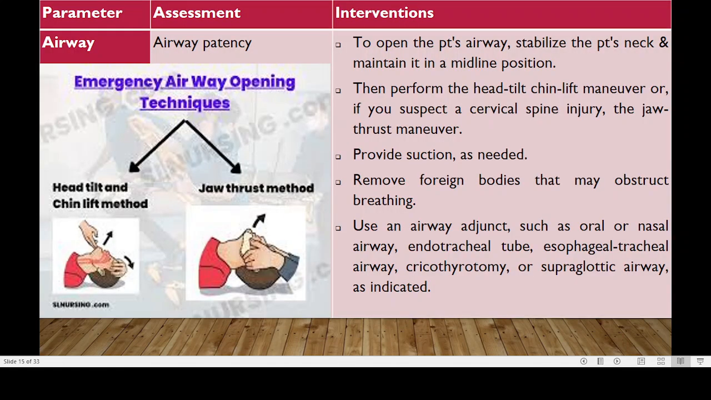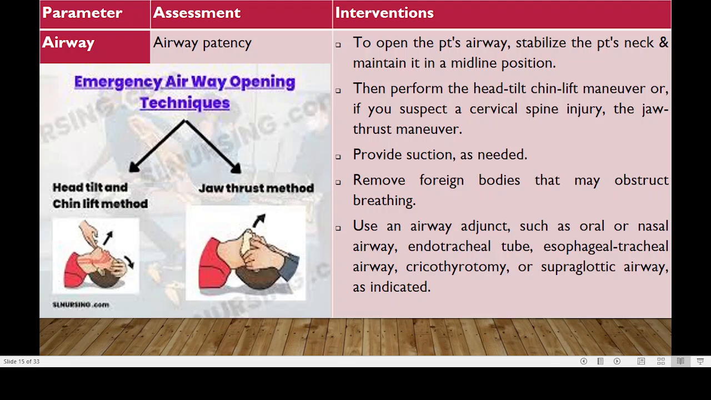So starting with the first one, which is the airway, A. We are having the mnemonic A, B, C, D, E. A is the airway, the parameter is the airway, and you're going to assess for airway patterns. The interventions are, you need to open the patient's airway, stabilize the patient's neck, and maintain it in midline position.